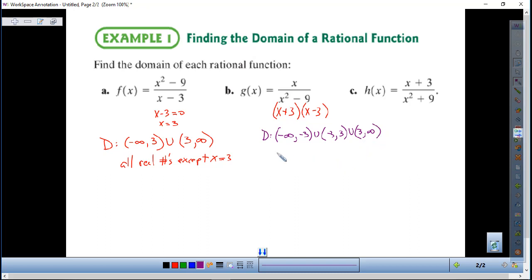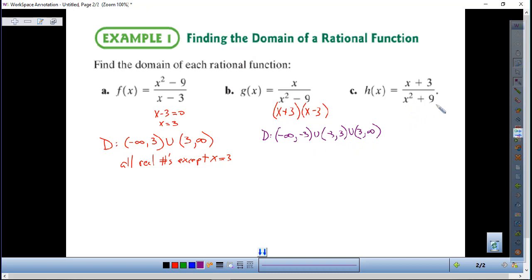So there is our domain. We're not including the negative 3 that would make this factor 0. We're not including the positive 3 that would make this factor 0. So we're not including negative 3 here, not including positive 3 here. Other than that, all real numbers.